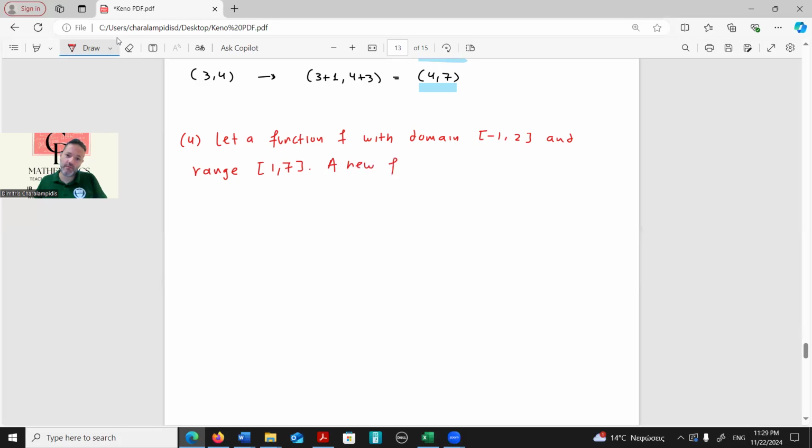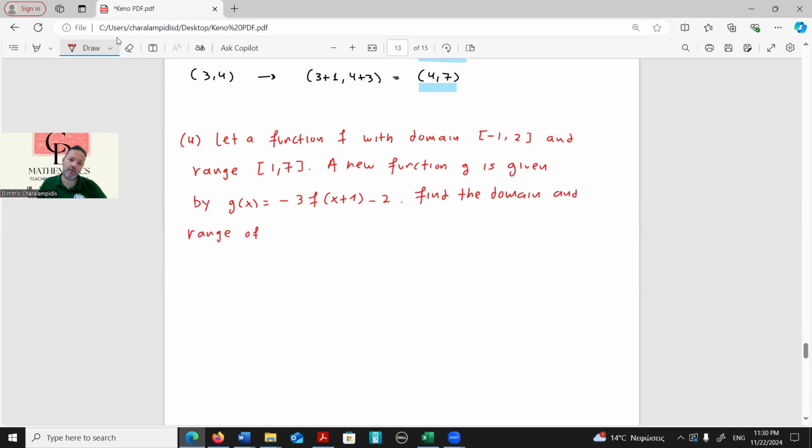A new function g is given by g of x is minus 3 f of x plus 1 minus 2. Find the domain and range of g.